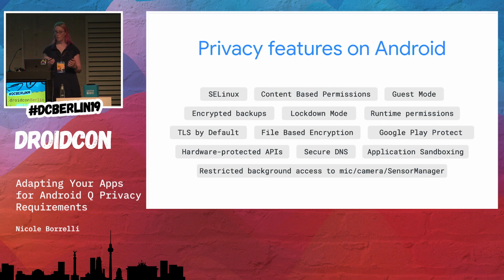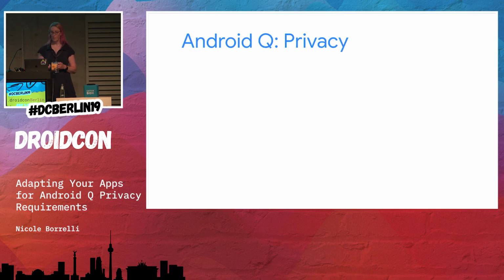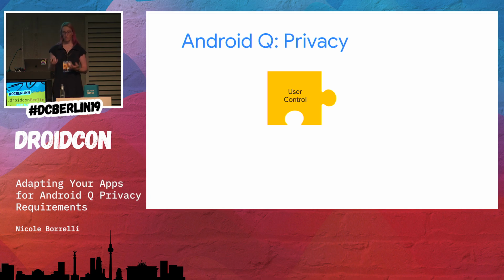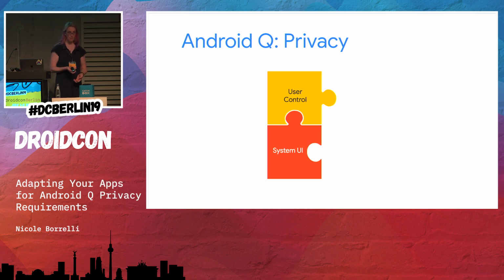And so in Q, we focused on 4 interlocking features. So we have user control. We wanted users to have more control over their data and when and how they want to share it. To support this, we updated the system UI to give them more levers and controls on how to do that.